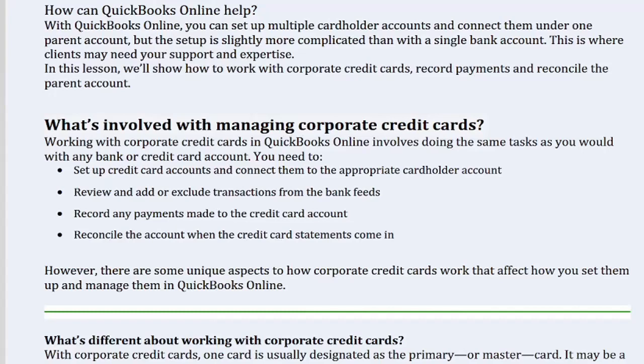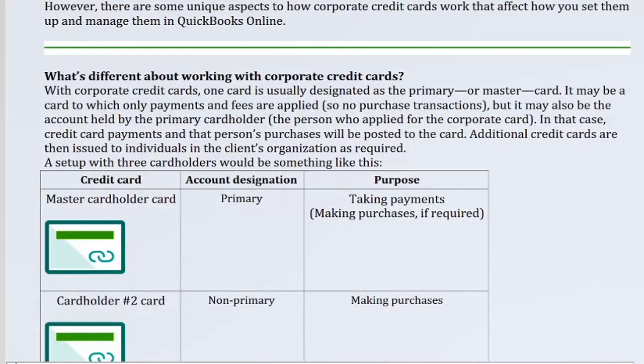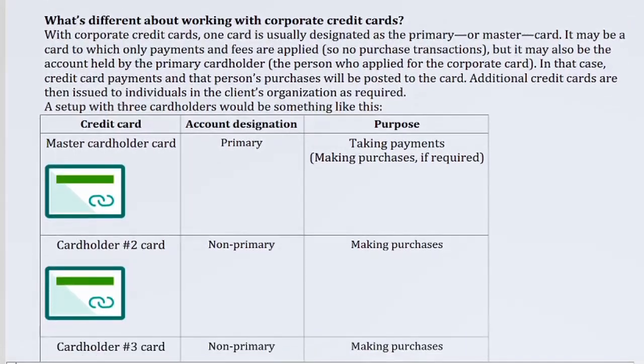However, there are some unique aspects to how corporate credit cards work that affect how you set them up and manage them in QuickBooks Online. What's different about working with corporate credit cards? With corporate credit cards, one card is usually designated as the primary, or master, card. It may be a card to which only payments and fees are applied, so no purchase transactions, but it may also be the account held by the primary cardholder, the person who applied for the corporate card. In that case, credit card payments and that person's purchases will be posted to the card. Additional credit cards are then issued to individuals in the client's organization as required.